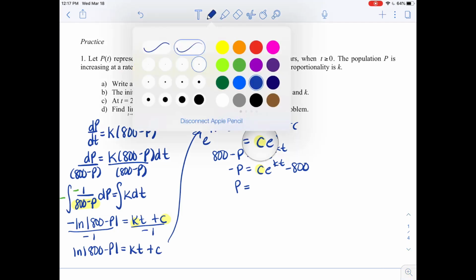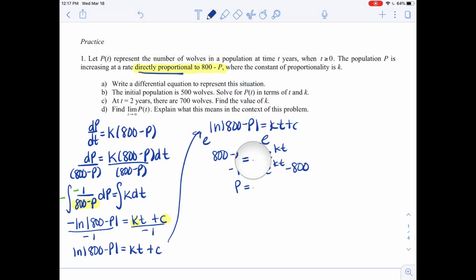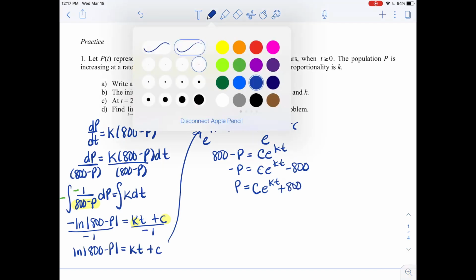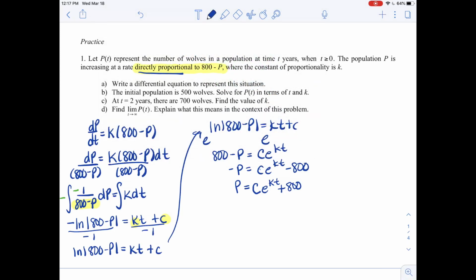As I do that again, -1 will be absorbed into this c because it's just a constant. So this comes out to be just c e to the kt. And when I divide -800 by -1, I get plus 800. Okay, so this is what I would probably say is a start to my general solution. Most likely you're going to want to try to solve for k and have it only as c if that was a general solution. But this is enough to solve the first part of this situation.